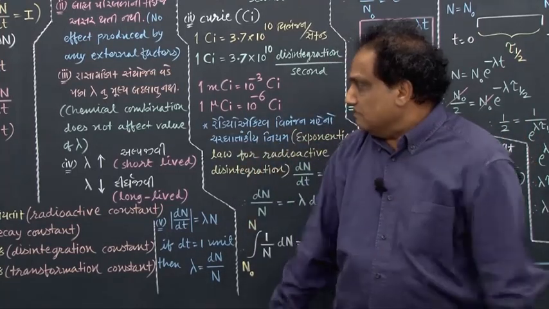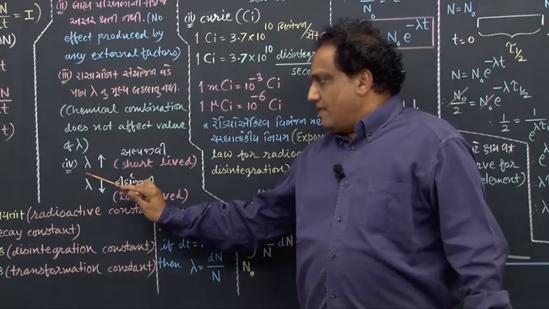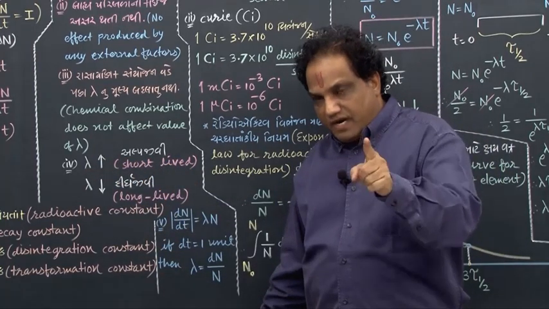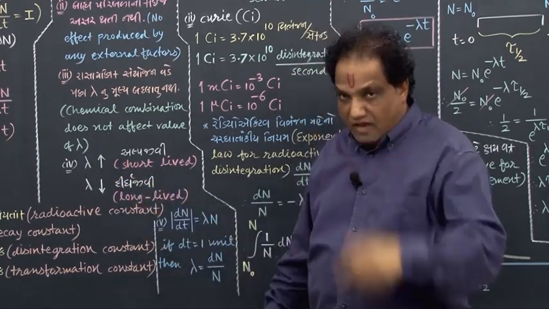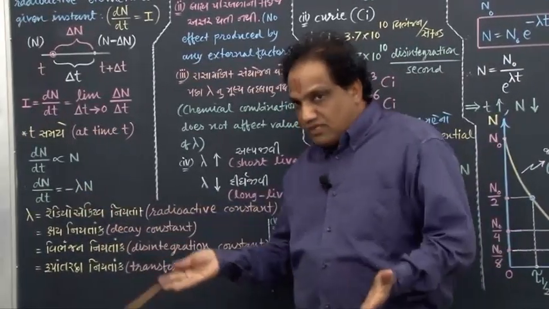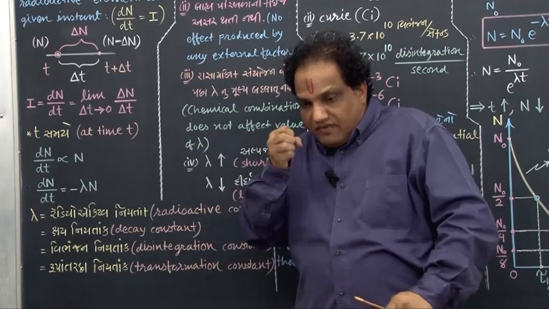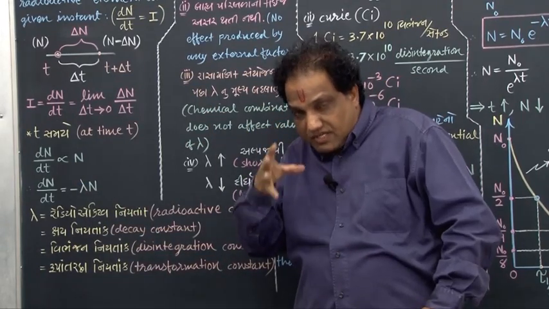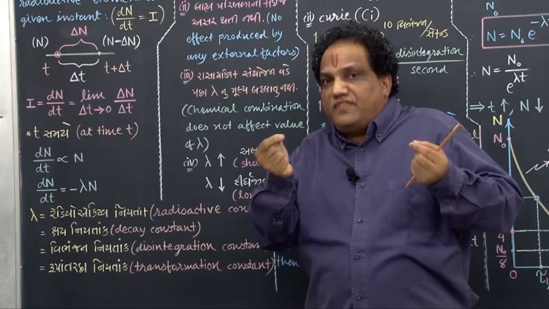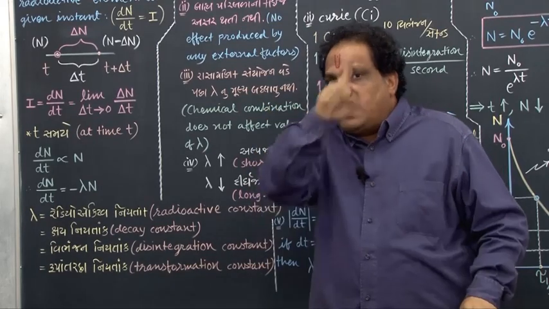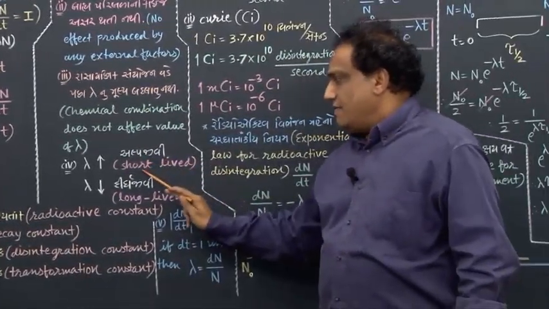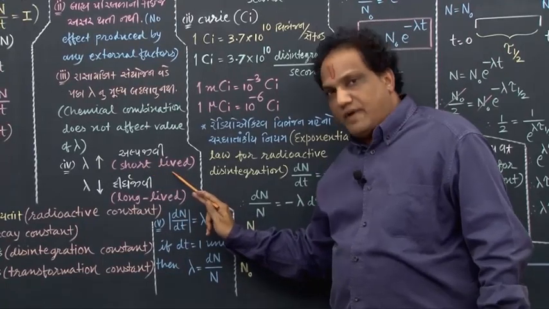Okay, fine. If the value of lambda for a given radioactive element is more, then what will happen? If the value of lambda is more, the rate of disintegration will be more, and if disintegration takes place fast, naturally the life of that element will be short. That's why we call that element a short-lived element.